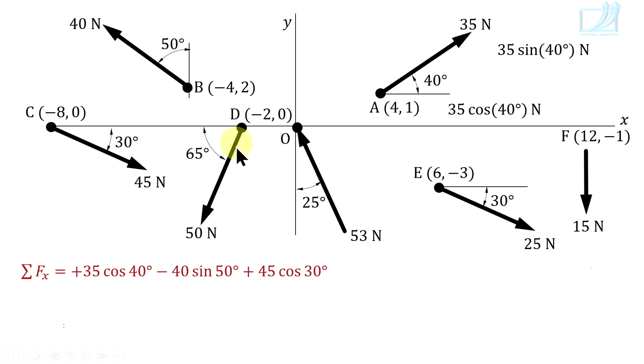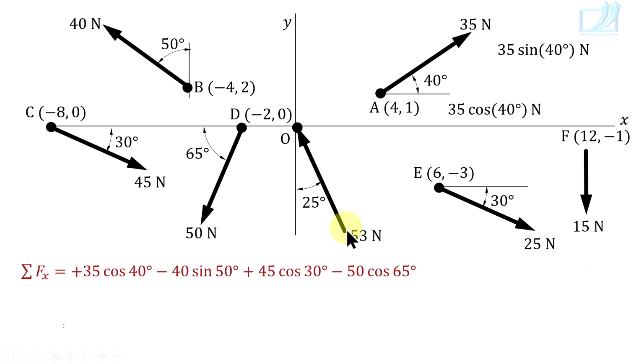50 Newton force, check here, of course it's moving downwards, but simultaneously it is moving leftwards. And while writing x components, we are interested in only horizontal direction. So it is leftwards, that's why we should mention here negative sign. And we are using angle with x-axis, so we should write x component as cos of that angle. So minus 50 cos 65.